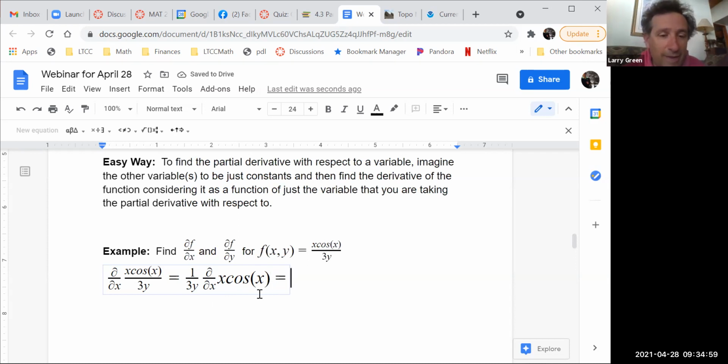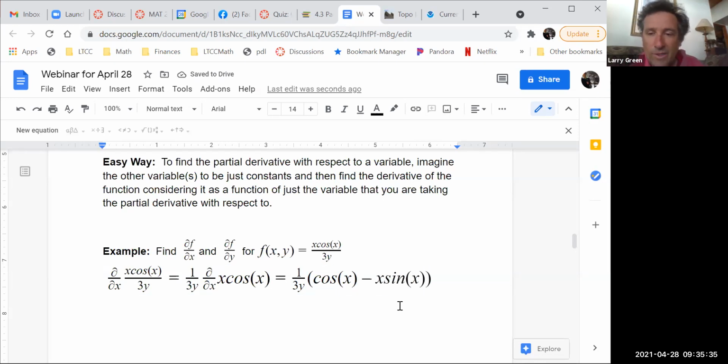How do you find the derivative of x cosine of x? What do you have to do calculus-wise? Yeah, product rule. And that's not too bad. Well, the derivative of x is 1, so I just get cosine of x. And then plus, the derivative of cosine of x is negative sine of x. So I'm going to make that a minus x sine of x. That's it. I'm done. Isn't that nice?